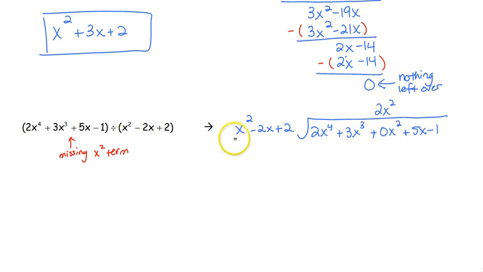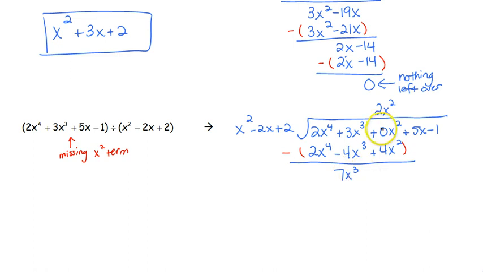So we've got 2x squared times x squared. That's going to give us 2x to the fourth. 2x squared times a negative 2x is a negative 4x to the third. 2x squared times 2 is a positive 4x squared. And just like before, we are subtracting that quantity. So 2 minus 2 gives us 0. 3 plus 4 is going to give us 7x cubed. 0 minus 4 is going to give us a negative 4x squared. And then we bring down that 5x.